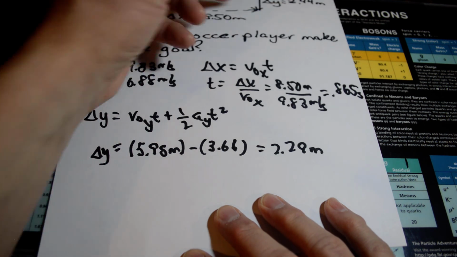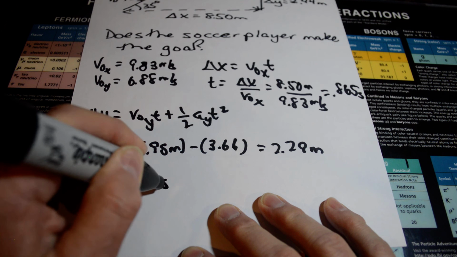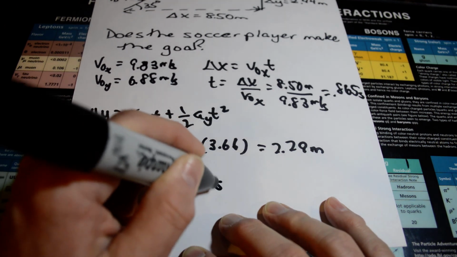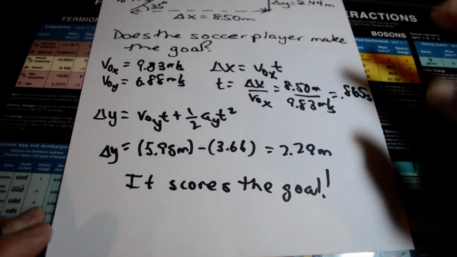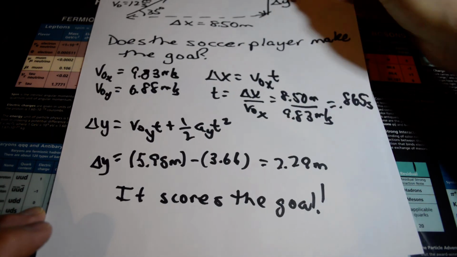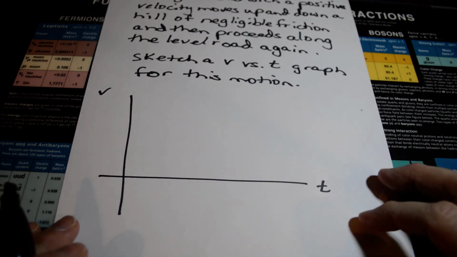Since it's below 2.44 meters, I'm going to say that it makes it in the goal, because it is below the top of the goal. So the goal is scored. Okay? All right. Hopefully that makes sense.